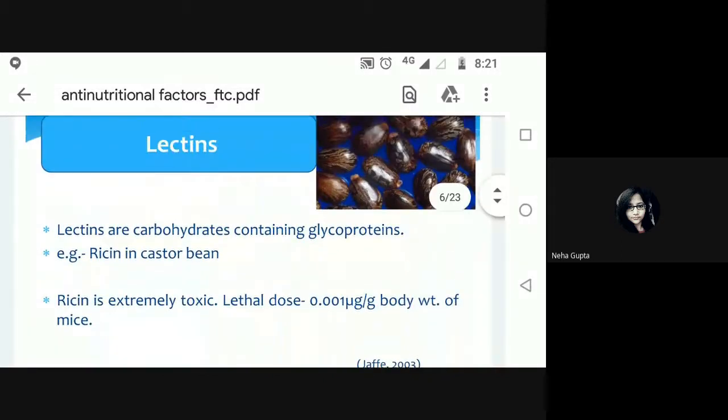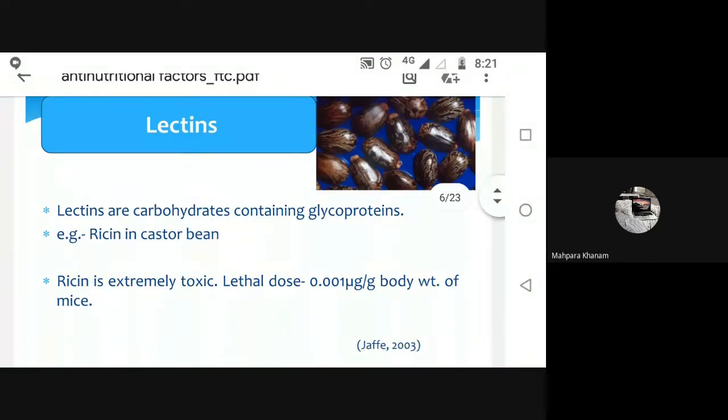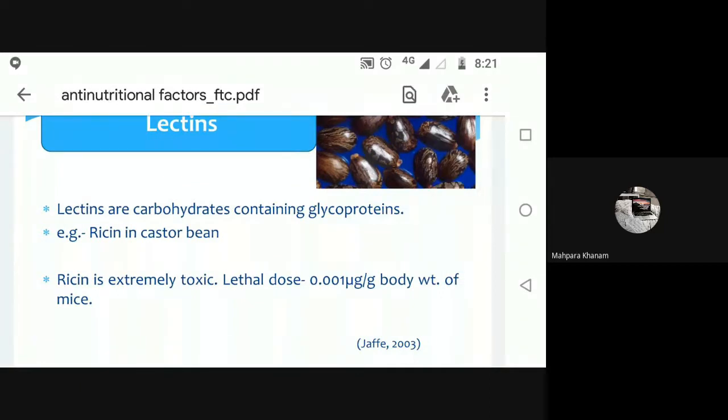So these lectins are carbohydrate-containing glycoproteins. What are glycoproteins? Proteins plus carbohydrates, the proteins that contain a carbohydrate group. One example is that in castor bean we have ricin, which is a lectin. This ricin is extremely toxic, and a small dose is given, that too in mice, not in human beings.